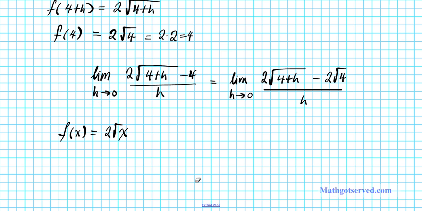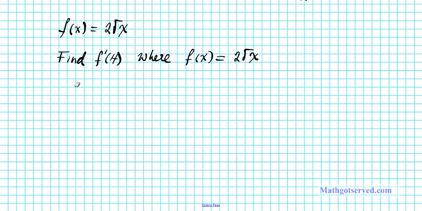So the problem can be rewritten as: find f prime of 4, where f of x is equal to 2 root x. This is the limit definition of the derivative at a point, and I just rewrote it in this form. Now we're going to use the differentiation rules to find the derivative of this function and evaluate it at x equals 4.